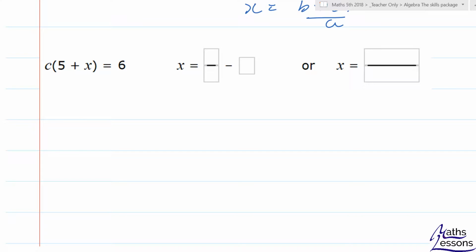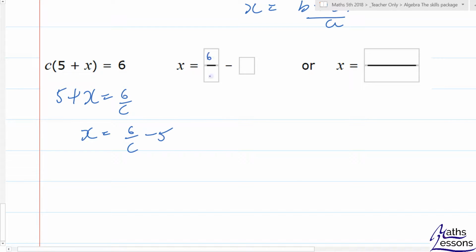Right, this one. So we're going to try and rearrange it in two ways, and we'll start off by dividing by C. Right? Get 6 over C. Then we subtract the 5.